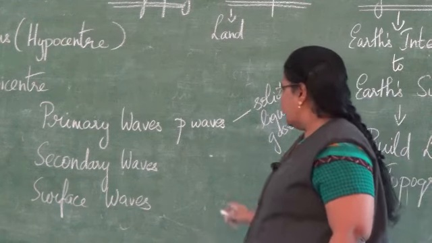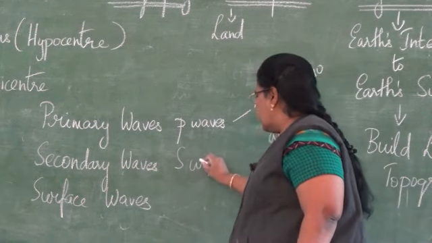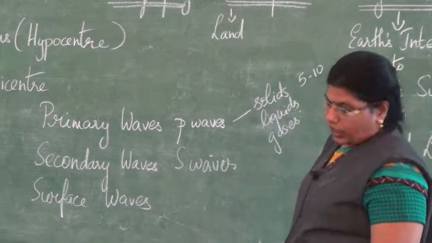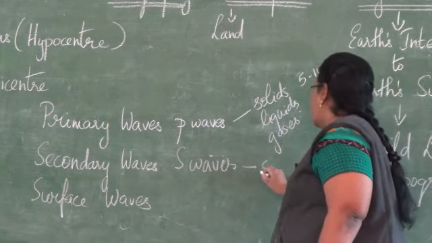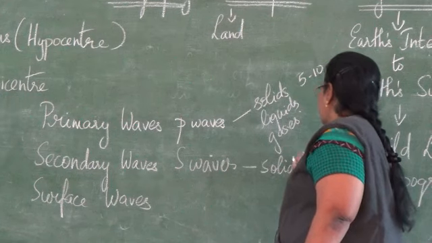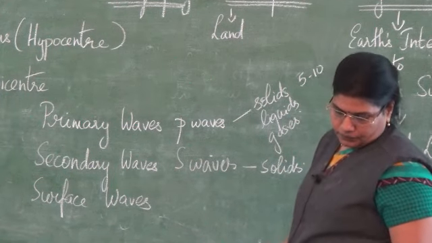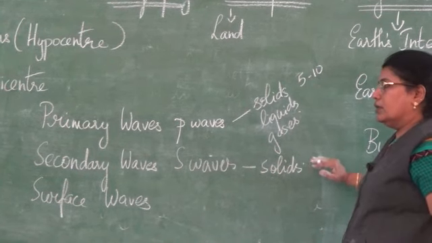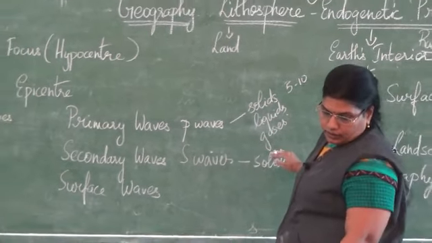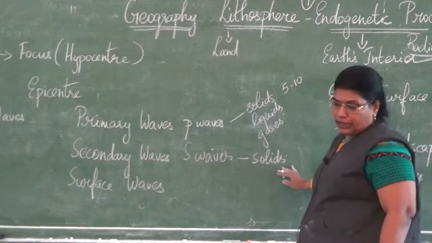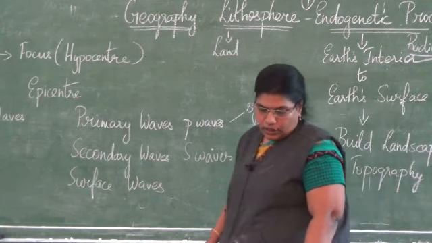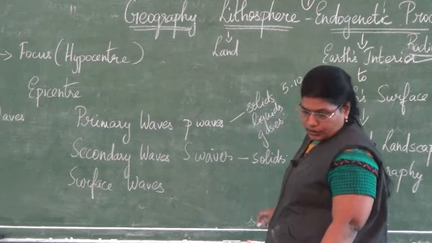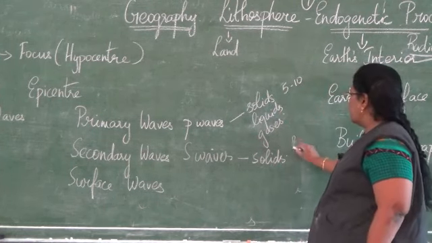The secondary waves, otherwise called S waves, travel only through solids. These waves shake the ground perpendicular to the direction in which they propagate, and they travel at a velocity of 8 kilometers per second.